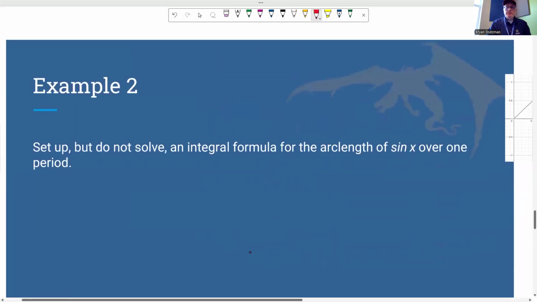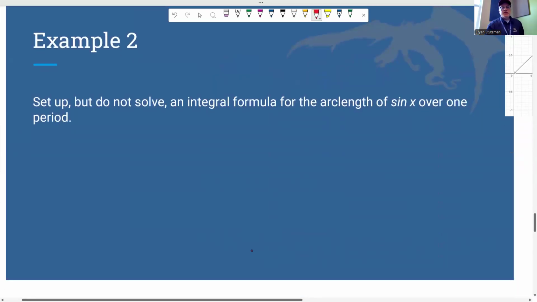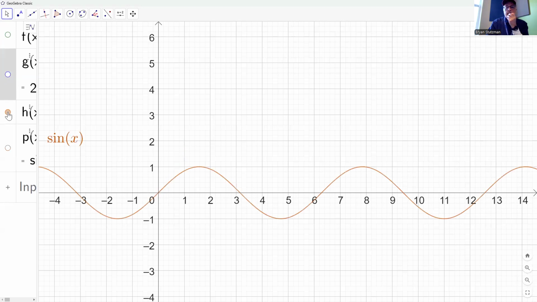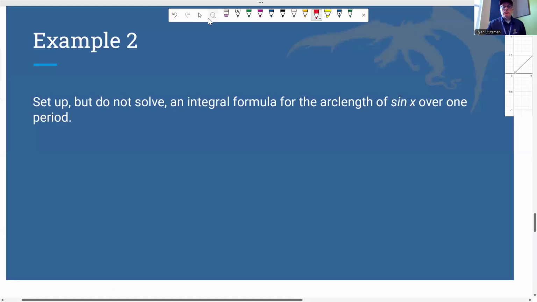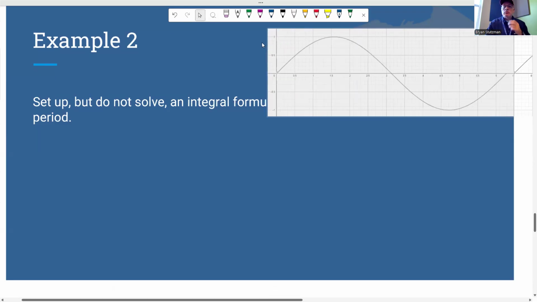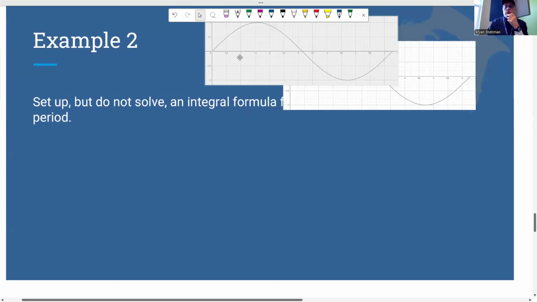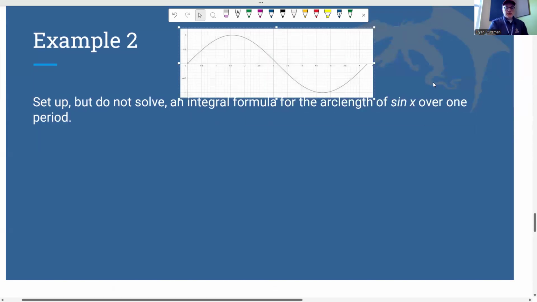Let's do another example. Set up but do not solve an integral formula for the arc length of sine over 1 period. So here's what sine looks like. And for just 1 period, that's the piece for 1 period. So it's a bit more curvy. We're trying to find the length of this curve from one period, which is from 0 to 2 pi.